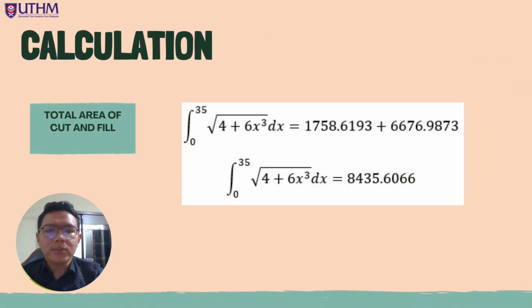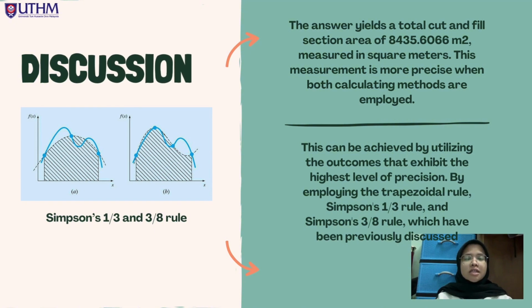And for the last one, to get the total area of cut and fill from 0 to 35 meters, we will sum up all the calculations that we have calculated before for Simpson 1 over 3 rule and Simpson 3 over 8 rule, so that we will get 8,435.6066 meters squared for the total area of cut and fill. For the discussion, the answer yields a total cut and fill section area of 8,435.6066 meters squared. This measurement is more precise when both calculating methods are employed.